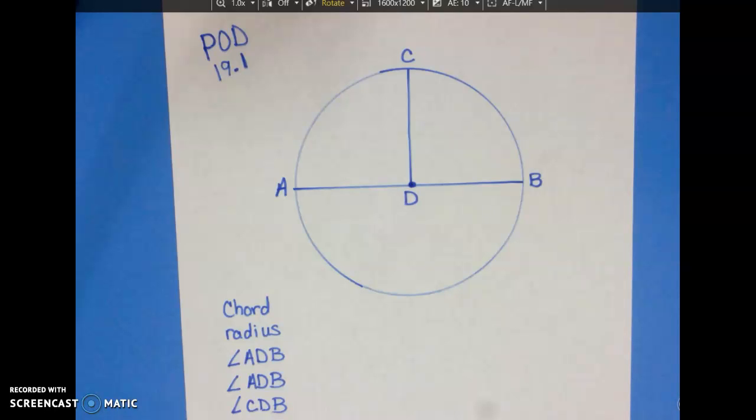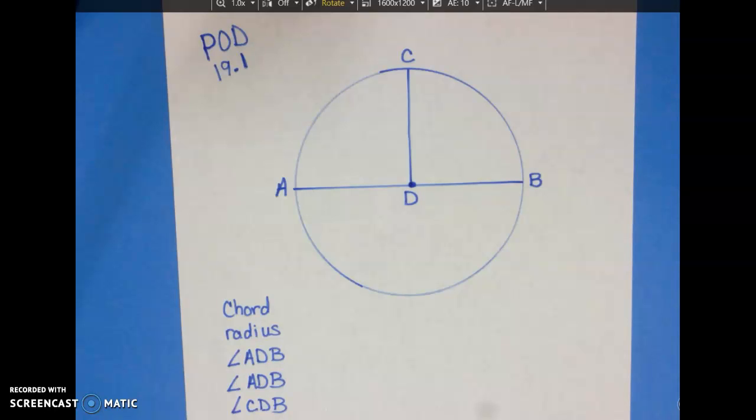So good morning. I would like to give you a little assistance on Pod 19.1, mostly because we have not had much geometry yet this year, and you need to know some basic things about circles. So you are looking at this diagram on your pod, and I could call this circle Circle D. Why? Because the center point of the circle has a letter D on it, and by definition, a circle is, I guess, a line that's always equal distance around a center point.